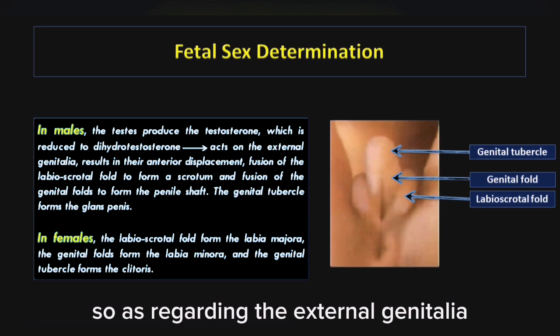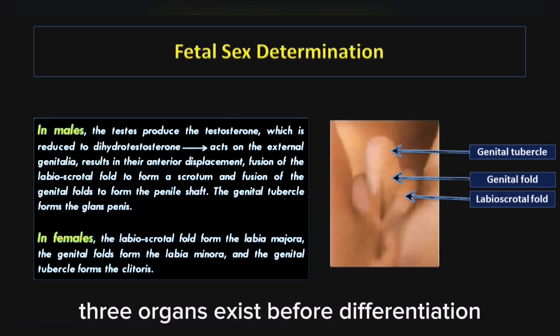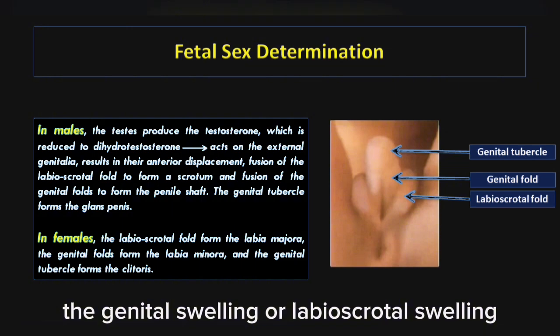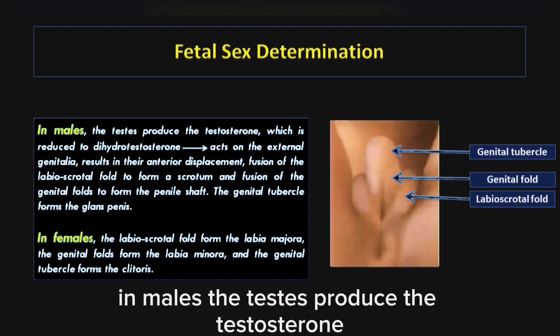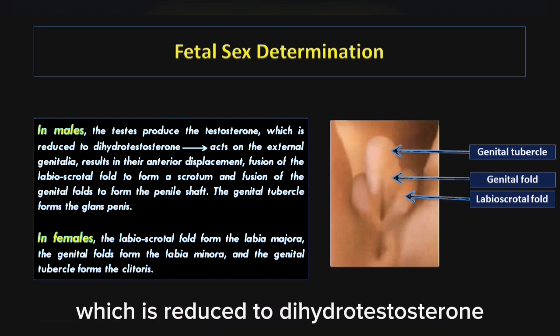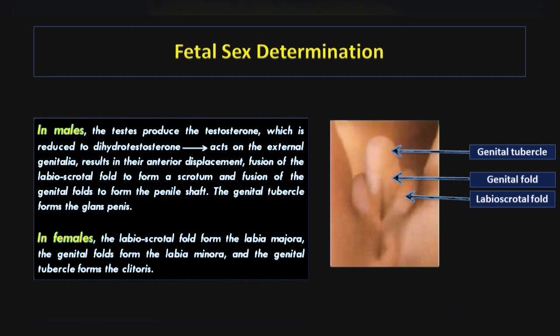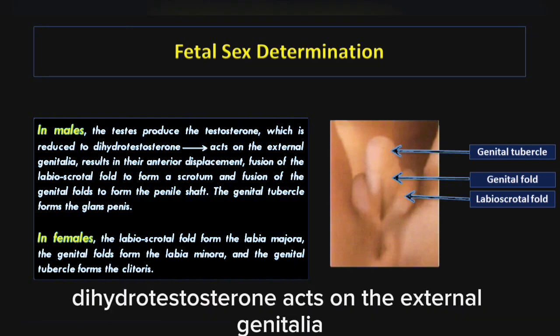So, as regarding the external genitalia, 3 organs exist before differentiation: the genital swelling or labioscrotal swelling, the genital folds, and the genital tubercle. In males, the testes produce the testosterone, which is reduced to dihydrotestosterone. Dihydrotestosterone acts on the external genitalia.